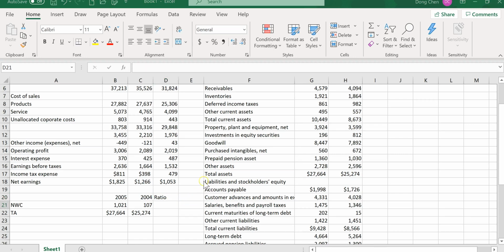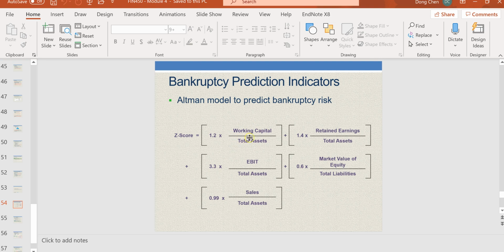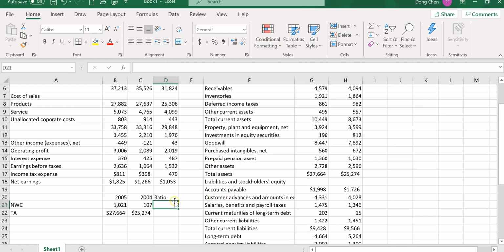By ratio, I mean the ratio before the coefficient. The first ratio is working capital divided by total assets, the second ratio is retained earnings divided by total assets, and so on and so forth. That's what I mean by ratio here. So the first ratio is NWC divided by total assets.